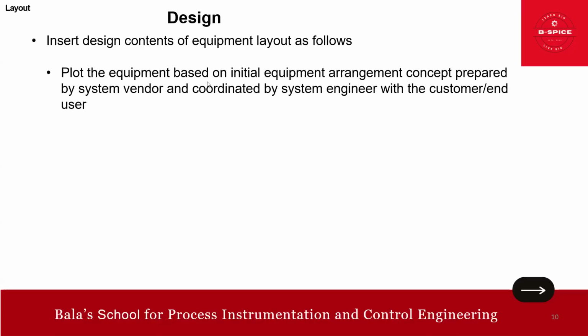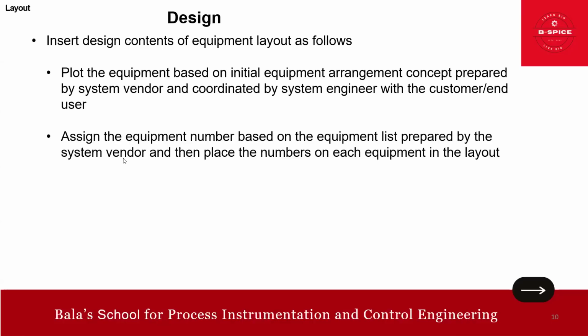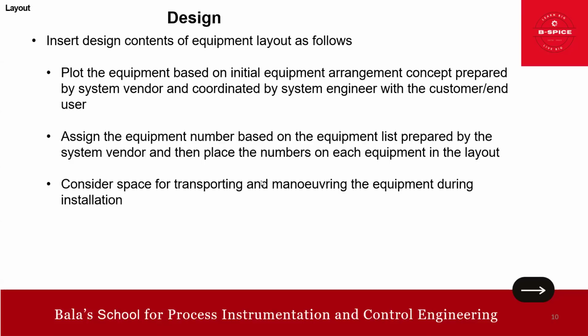First, plot the equipment based on the initial equipment arrangement concept prepared by the system vendor. Okay. And of course, coordinated by the system engineer with the customer or end user. You have to plot that into this drawing. So assign the equipment number based on the equipment list prepared. See, there should be some sequence, right? 01 up to 02, 03, like that in a sequential number, right? I will also show that when we discuss the panel layout.